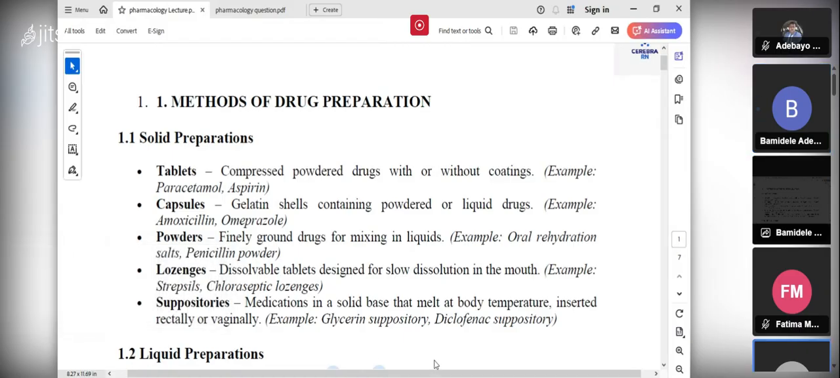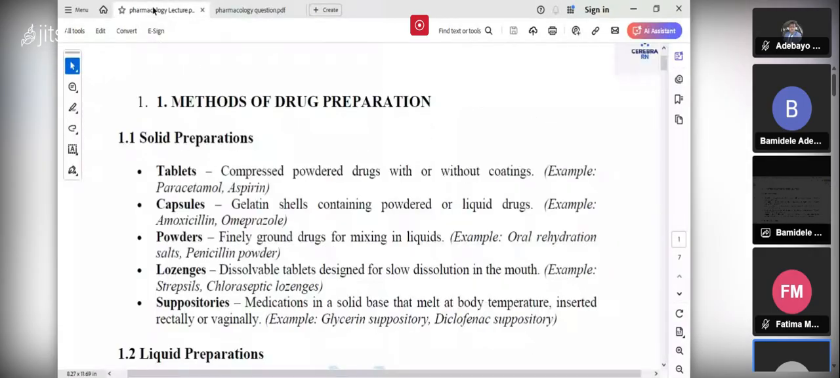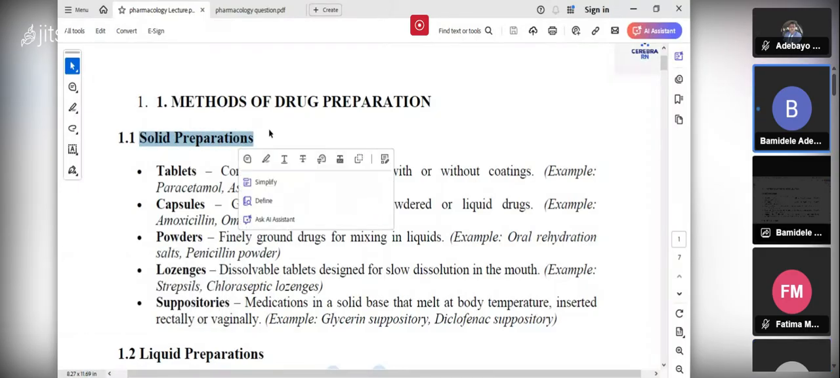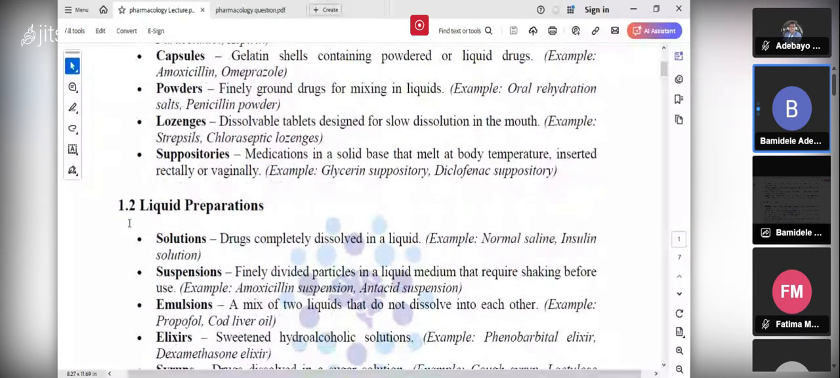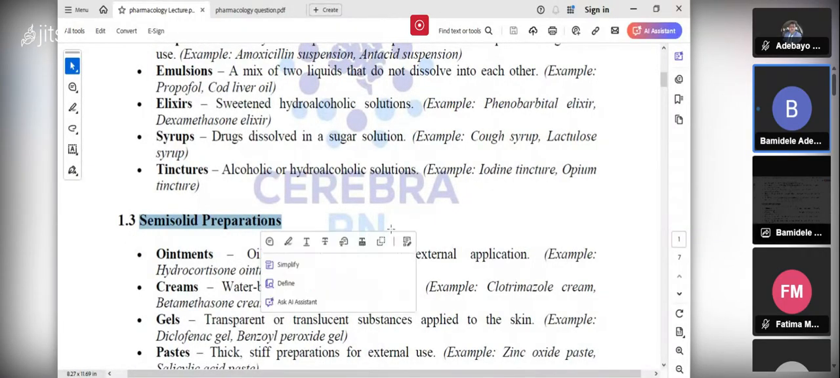We'll be doing that throughout the duration of this conversation, just to assess our knowledge and to see what we know about the topic. So we'll be talking about method of drug preparation. There are three main methods. We have the solid preparations, as you can see, I've highlighted it on the screen. We have the liquid preparations, and we have the semi-solid preparations.